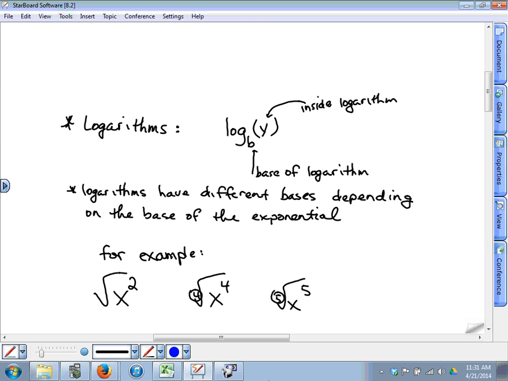The reason that logarithms have different bases is for the same reason that we have different types of roots. We don't just use square roots for everything. We have to use a square root or a fourth root or a fifth root depending on the exponent. Well, it's the same thing. We have to use different bases of logarithms depending on the base of the exponential we're trying to cancel. So you can have a logarithm of any base. It just depends on the particular base you want to get rid of. That's the logarithm base you choose to use.